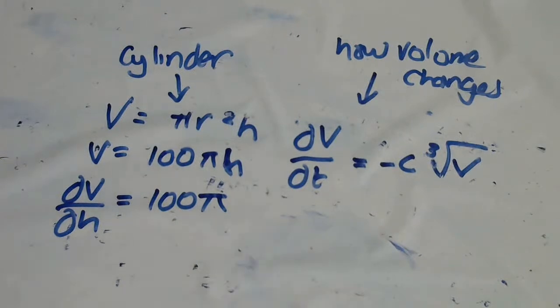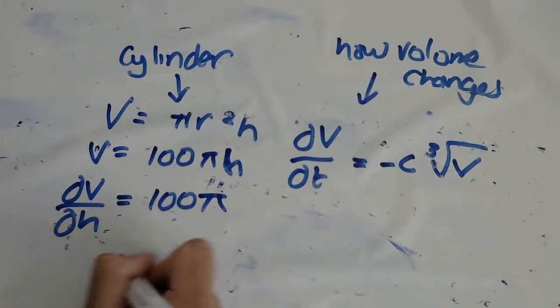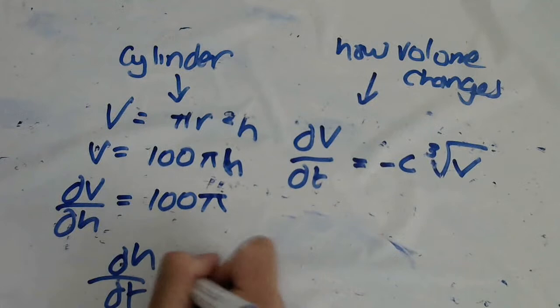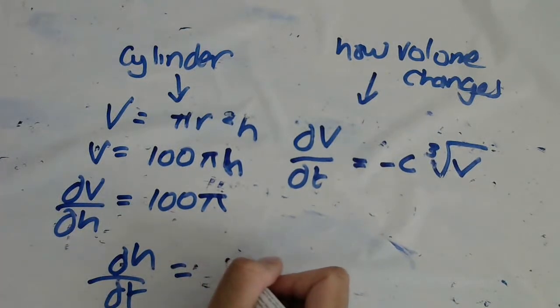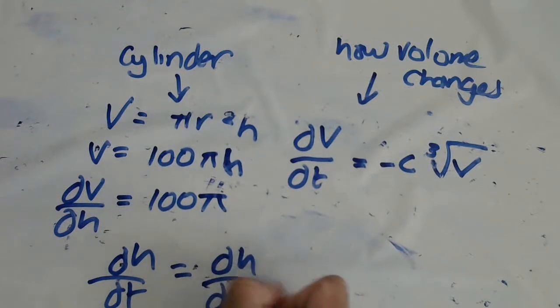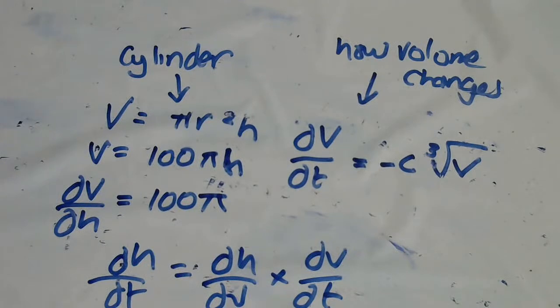Who's still confused? So what I did was I made two separate differential equations. Why have I done that? Because if I put those two together, I can write dH/dt equals dH/dV times dV/dt. And I promised you chain rule, and that's where chain rule comes in.